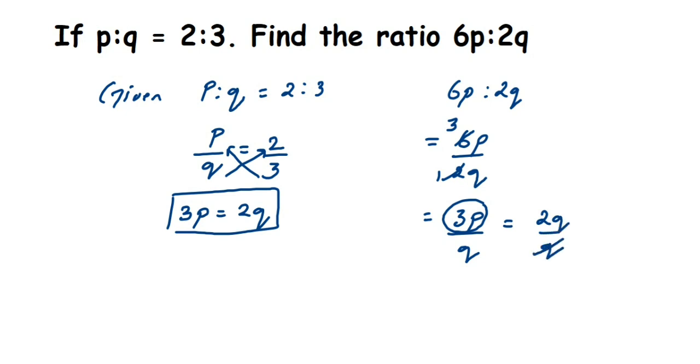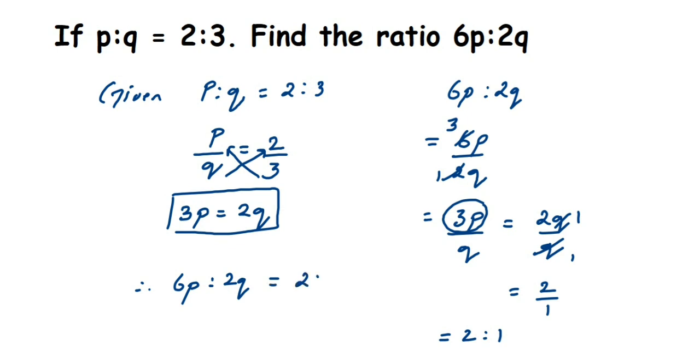You will get here 2 by 1. You will not get 0 here. You're cancelling it, so you're going to get 1 here. Okay. So it will be 2 by 1, or this will be equal to 2 is to 1. So therefore 3p is to 2q will be equal to 2 is to 1.